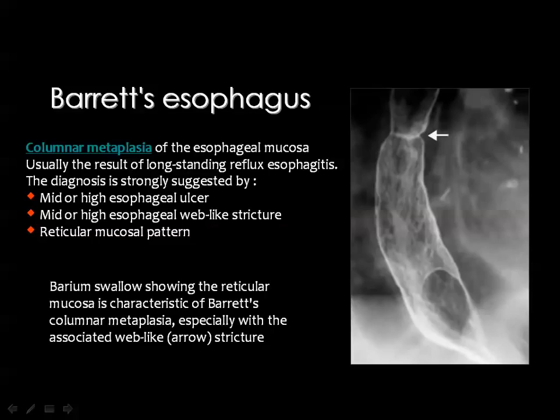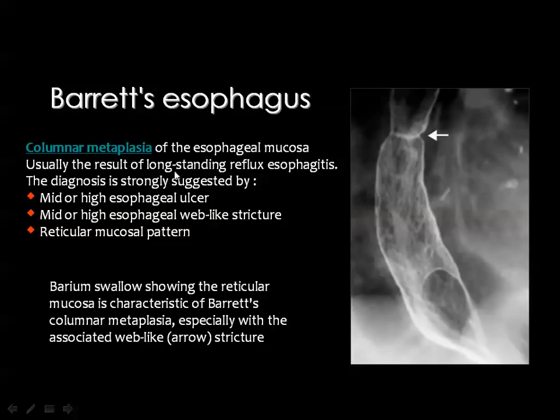Then sometimes the persistence of the gastroesophageal reflux will result in columnar metaplasia of the esophageal mucosa, and this is known as Barrett esophagus, which is a pre-malignant condition, as you all know.